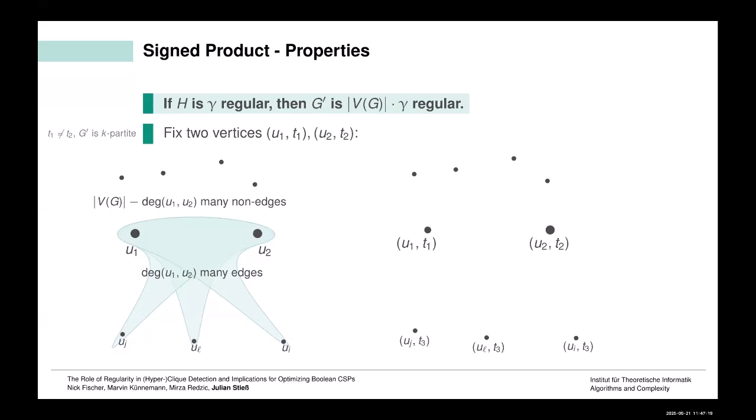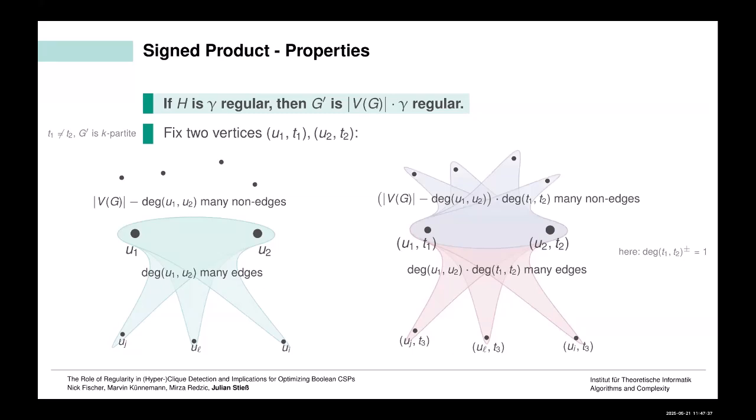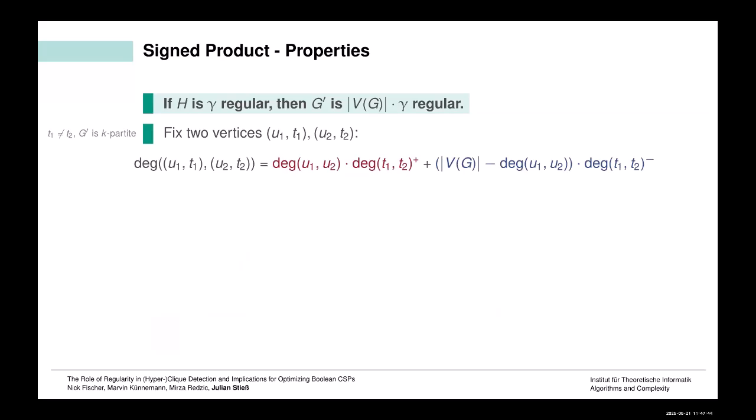This basically means that there are, for example, the original edges of the graph in our product graph. So we get an edge to (UJ, T3), (UL, T3), and (UI, T3) if we have a positive edge T3. And on the other hand, for every non-edge that was in the original graph, we get the negative degree of T1, T2 times the amount of non-edges. And if we now consider this, then we can see easily that this adds up, no matter what degree the original vertices U1 and U2 had.